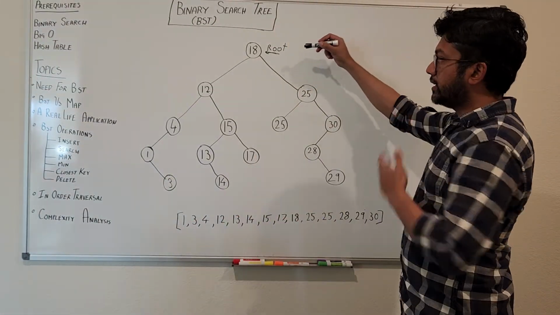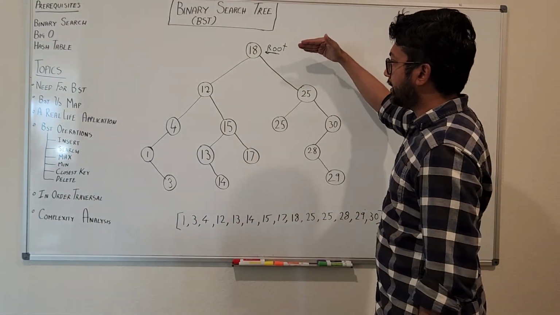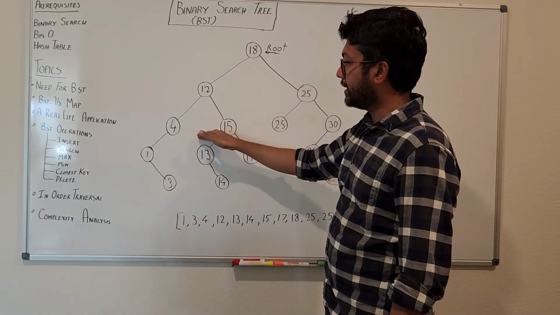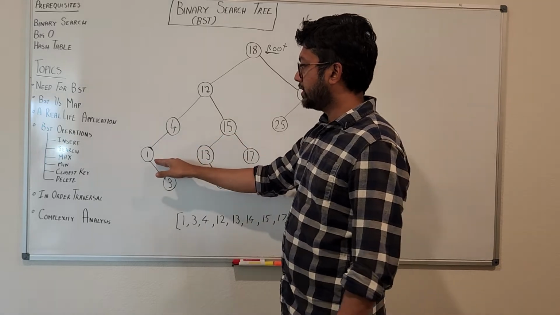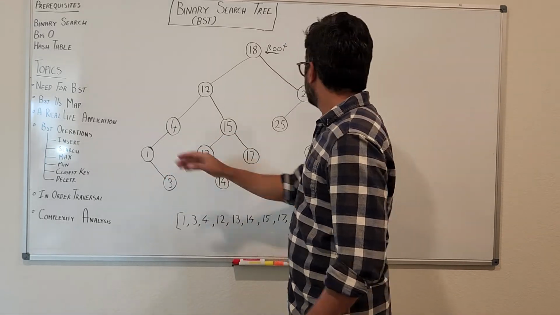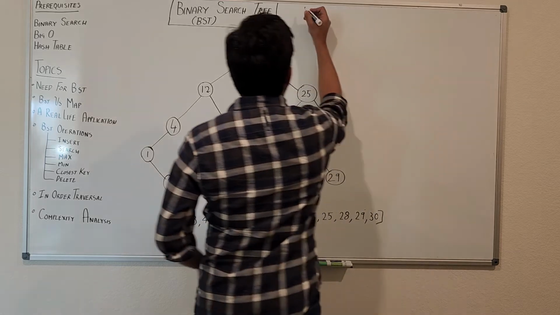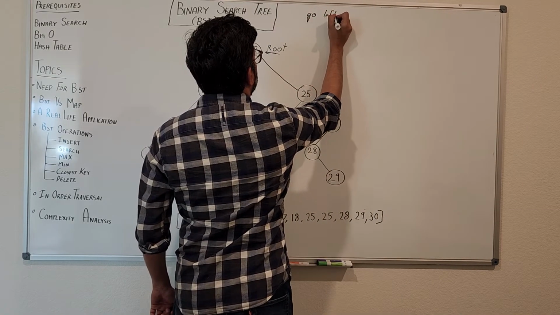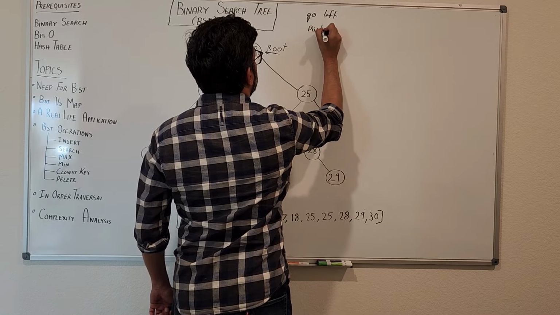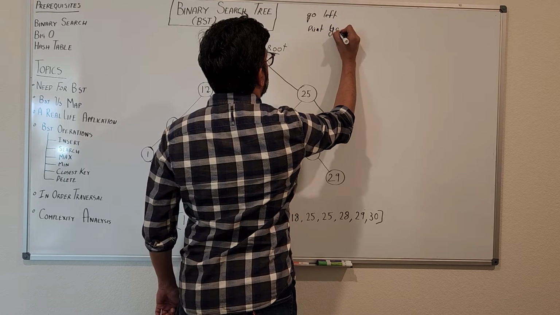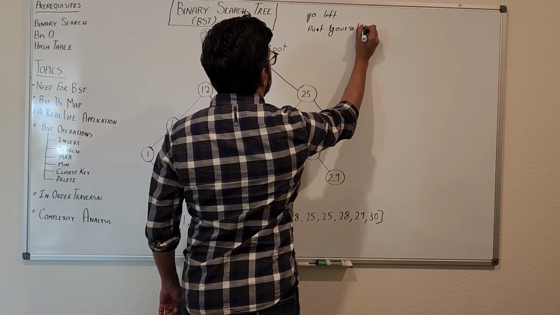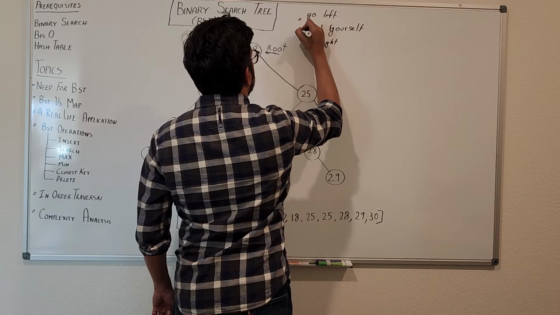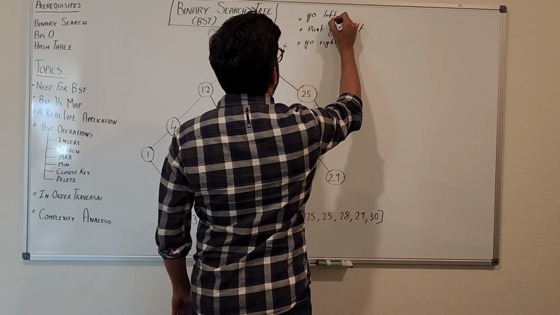Suppose I have to start at the root. So I start at the root, go left, and I have to keep going left until I can't go left anymore. Go left, reached here, can't go left anymore. Go left, print yourself, go right.